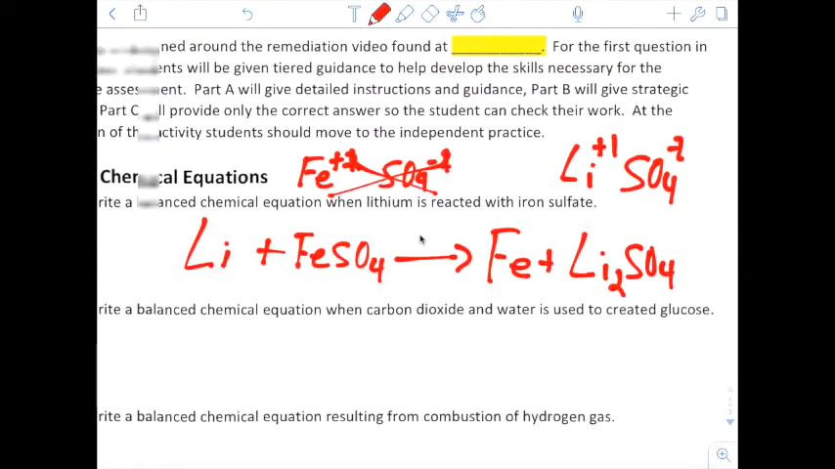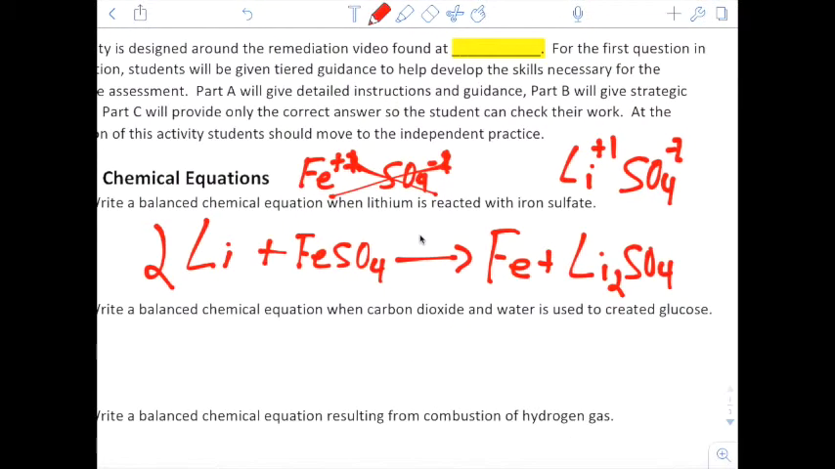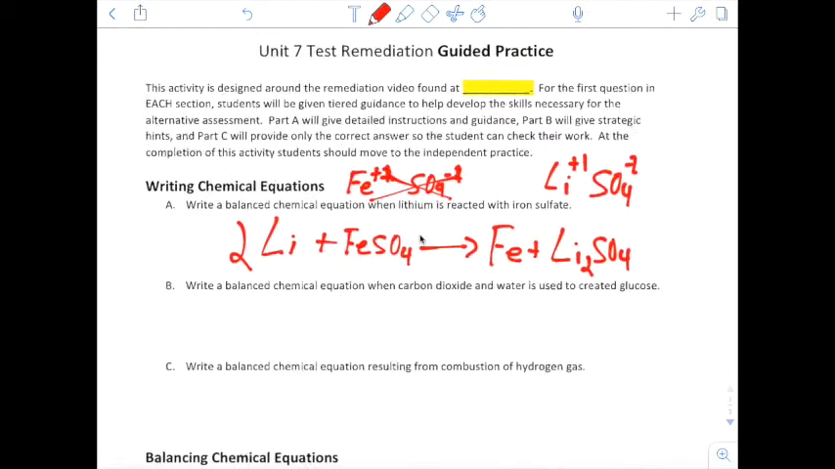So when we look at this, we know that we have 1 lithium, 2 lithiums. So we put a 2 there. Now we have 2 lithiums, 2 lithiums. We have 1 iron, 1 iron, and we have 1 sulfate and 1 sulfate. And so therefore that is a balanced chemical equation between those.